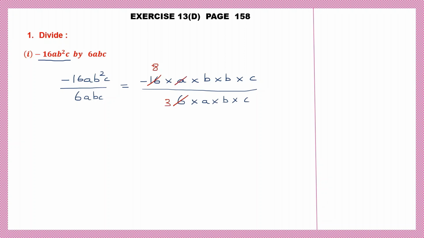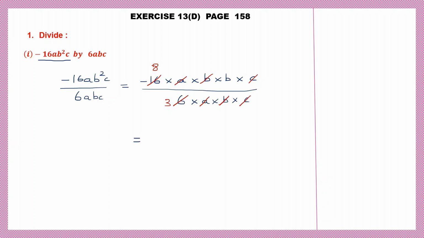Now I can cancel one a on top and an a down. So numerator and denominator, I can cancel one b there. The other b here that I have, this b I cannot cancel because I don't have another b left here. So that b will remain as it is. Now I will go on to c. And c I can cancel again. C and c I can cancel. So whatever is remaining is going to be my answer.